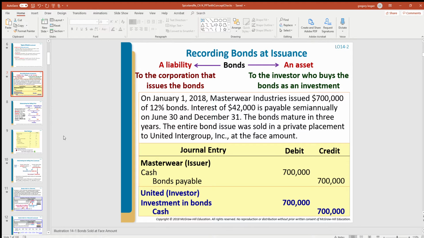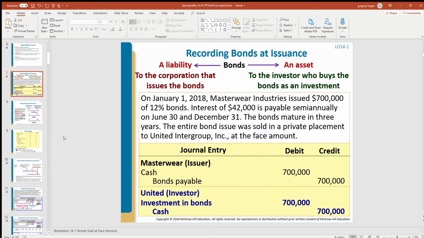So diving into an example, we have recording bonds at issuance, and we have a liability to the corporation that issues the bond, and what we did back in chapter 12 to the investor who buys the bond as an investment. So on January 1, 2018, Masterware Industries issued 700,000 of 12% bonds. Interest of 42,000 is payable semi-annually on June 30th and December 31. The bonds mature in 3 years. The entire bond issue was sold in a private placement to the United Intergroup at the face amount.